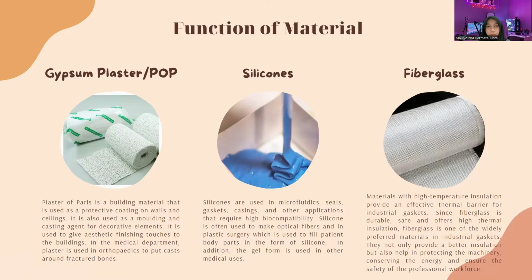And the last function of material is fiberglass. Material with high temperature insulation provide an effective thermal barrier for industrial gasket. Since fiberglass is durable, safe, and offer high thermal insulation, fiberglass is one of the widely favored material in industrial gasket. They not only provide a better insulation, but also help in protecting the machinery, conserving the energy, and ensure the safety of professional workplace.